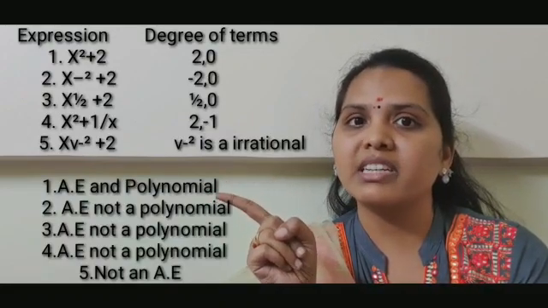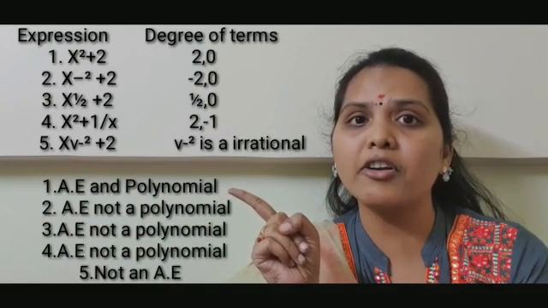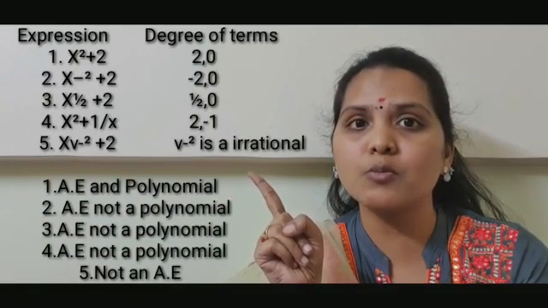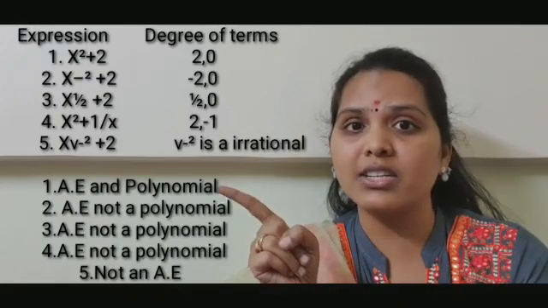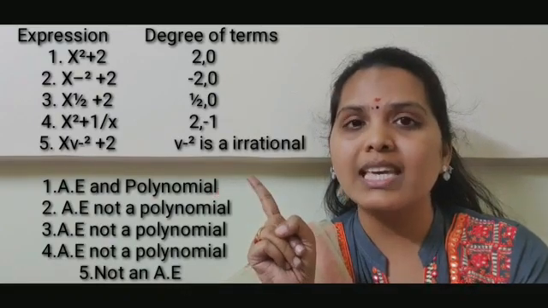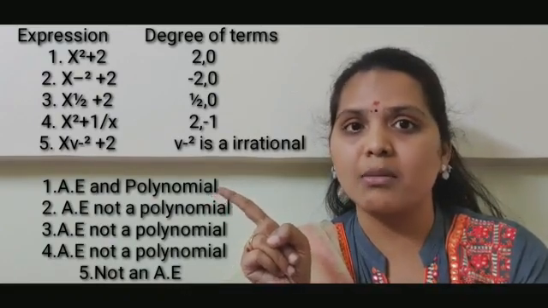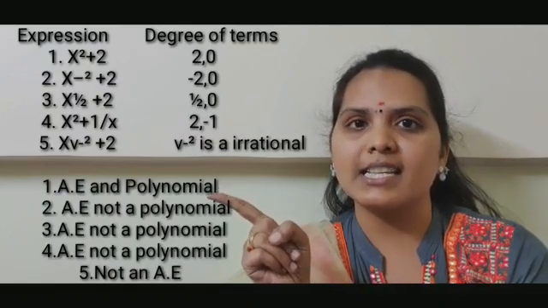Coming to the third one, x to the power of 1 by 2. Here the power of the involved variable is 1 by 2. 1 by 2 is a rational number, but it's not an integer, so this expression x to the power of 1 by 2 plus 2 is an algebraic expression, but it's not a polynomial, it's just an algebraic expression.